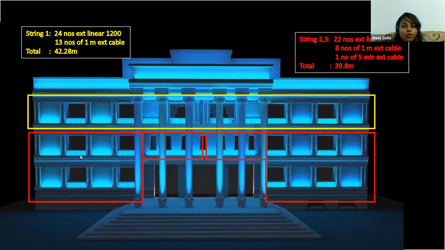Whereas in the second story, the number of fixtures is close to 44. So I need to divide them into the left and the right portion. So I'm combining the ground and the first floor. In each of these, in the second string, I have 22 exterior linear fixtures with 8 of the 1 meter extension cable. And when I'm going from the ground floor to the first floor, I need a longer extension cable. So the 5 meter is also available. And my total length here would be close to 40 meters. And a similar mirror happens on the right side as well.